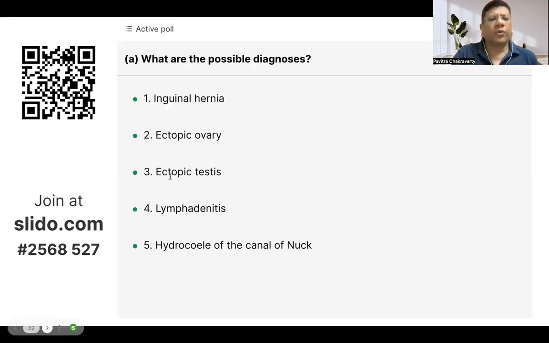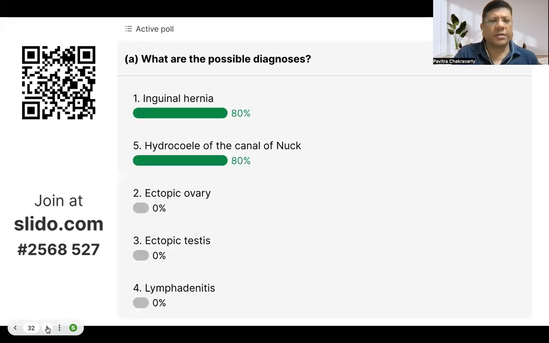So inguinal hernia, ectopic ovary, ectopic testis, and hydrocele of the canal of Nuck, not lymphadenitis. Obviously not lymphadenitis. So those were the choices, and those were the answers.